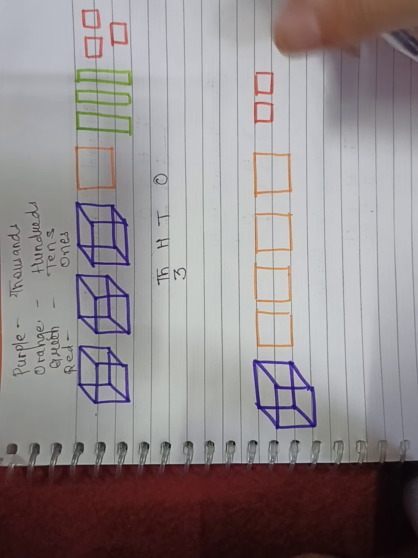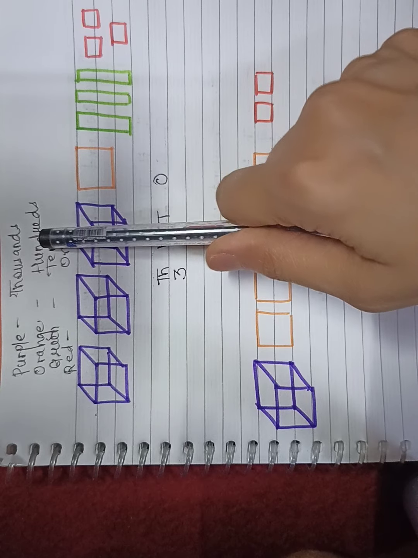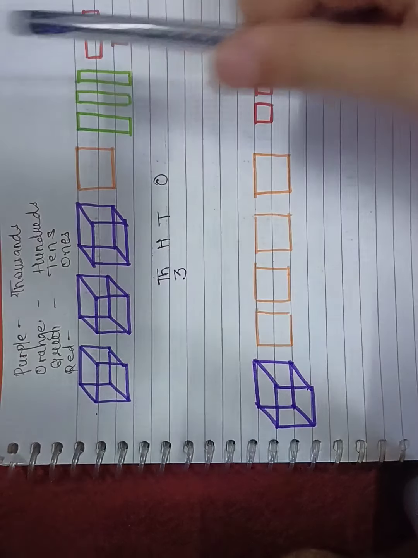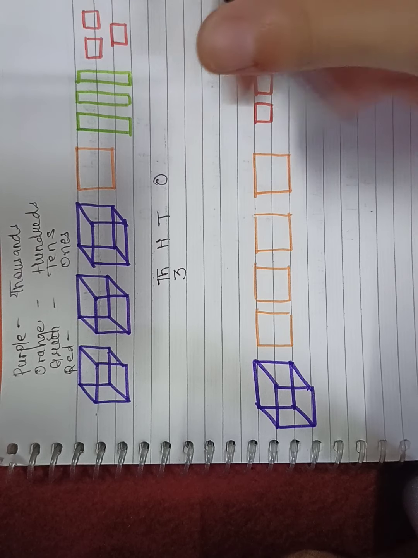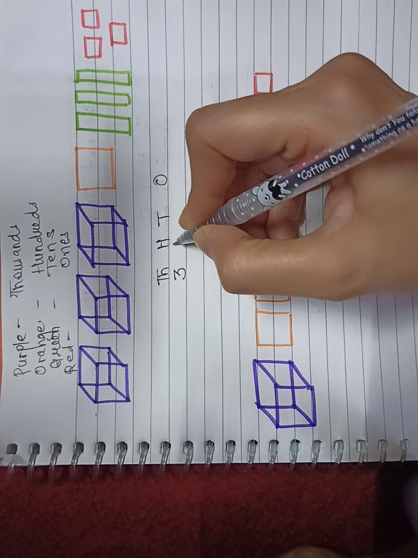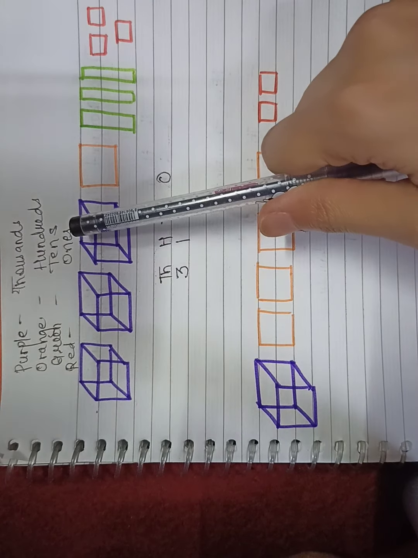Now let us see how many hundreds are there. 100 is represented by orange. How many hundreds are there? Only 100 is there. 1. How many tens are there? Tens is represented by the color green. The green strips show tens. How many tens are there? 1 ten, 2 tens, 3 tens. And how many ones are there? 1, 2, and 3.